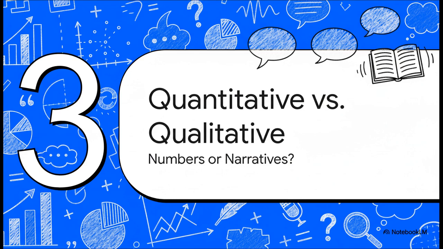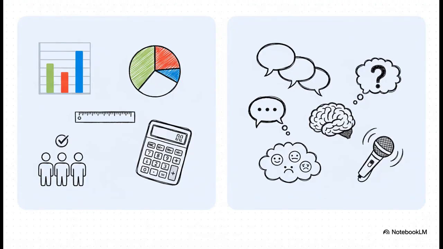Okay, so we figured out if we're going to make our data or find it. Now we hit our second big decision. And this one isn't about the source of the data anymore. It's about its very nature. Are we going to be dealing with numbers or with narratives? This really gets to the heart of it.